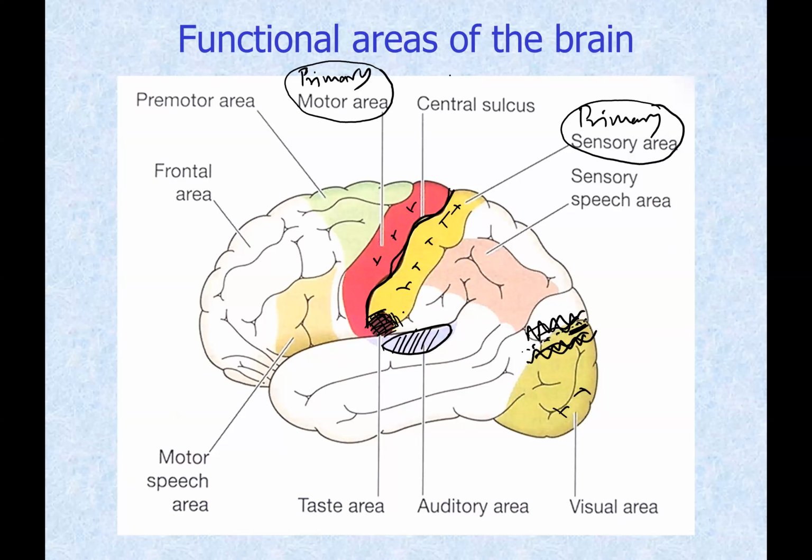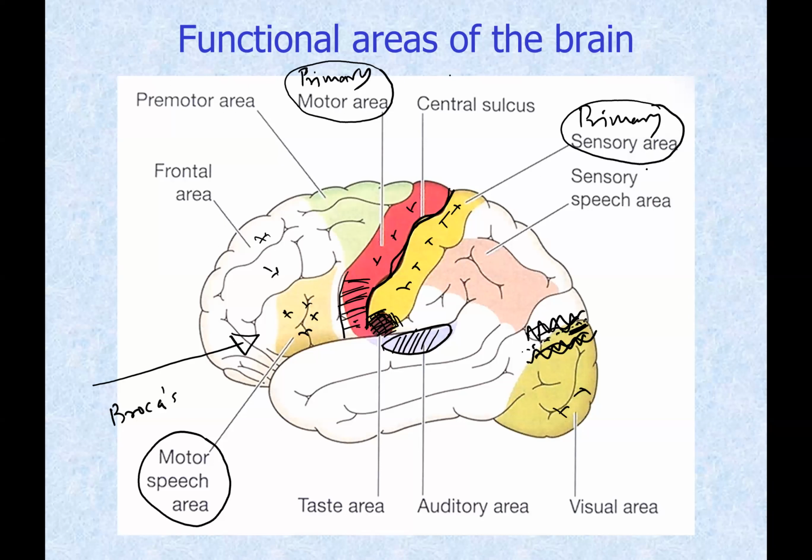We'll discuss that later. Now this area, the motor speech area, is an important area in the inferior frontal gyrus. We said there are different frontal gyri: superior, middle and inferior frontal gyri. The motor speech area, which is also called Broca's area, is in the inferior frontal gyrus, immediately in front of the primary motor cortex of the precentral gyrus. Immediately in front of that, you get Broca's area in the inferior frontal gyrus.